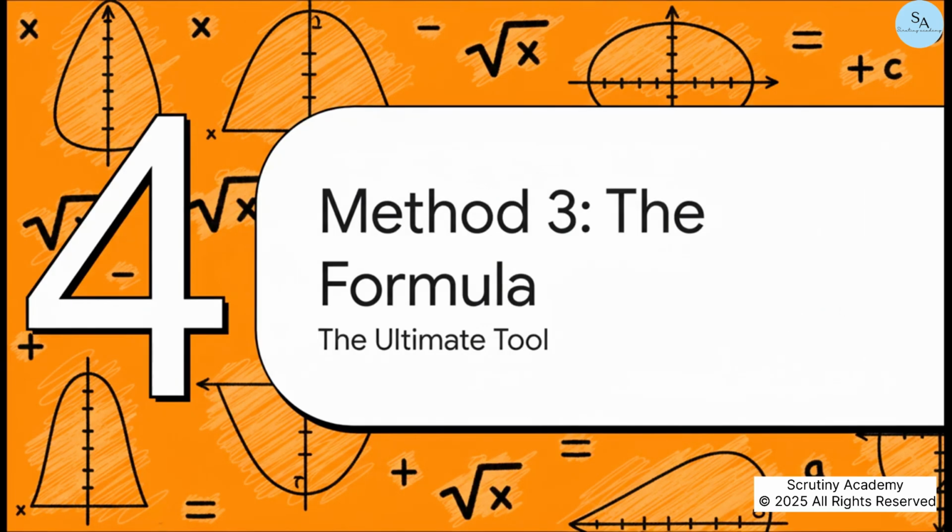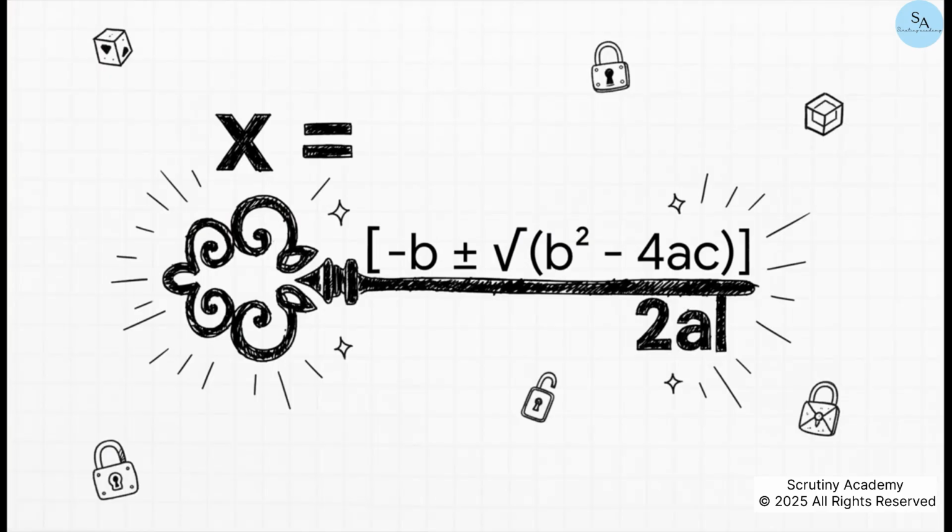And now for the heavy hitter, the one tool that works for every single quadratic equation, I don't care how complicated or weird the numbers are. This is the quadratic formula, and believe me, it is your ultimate key for solving these things. This formula you see on screen is the master key. It is absolutely essential that you memorize this for your exams. The process is so simple. You just identify your a, b, and c values from your equation, you plug them into this formula, and you carefully calculate the answer. It is guaranteed to give you the solution every single time.